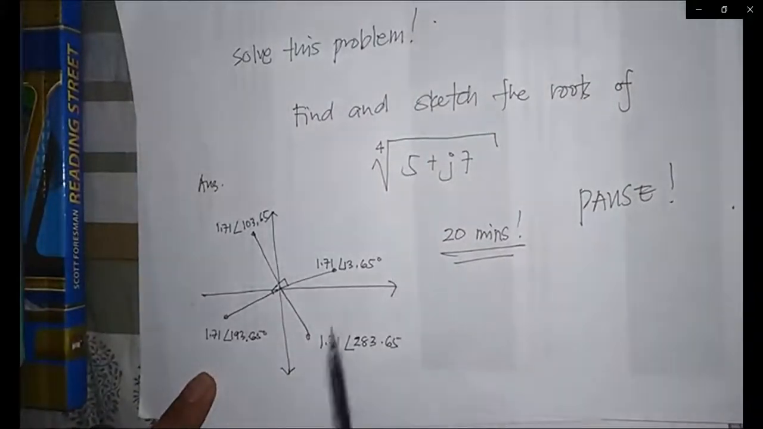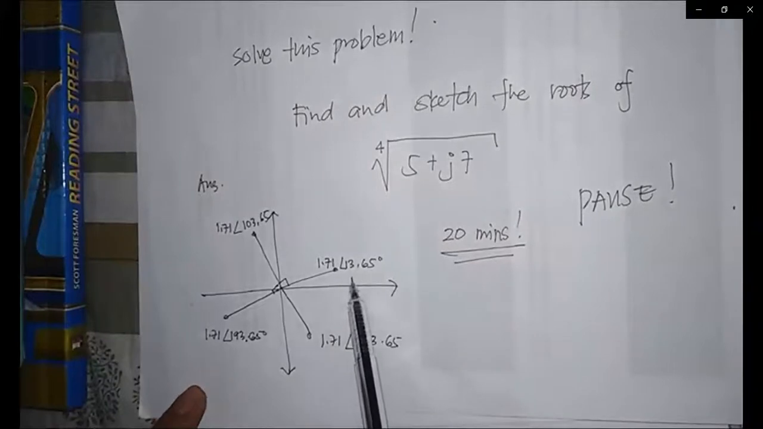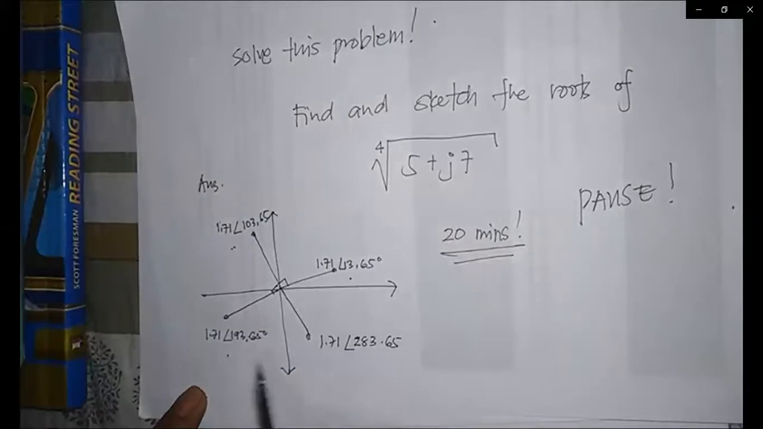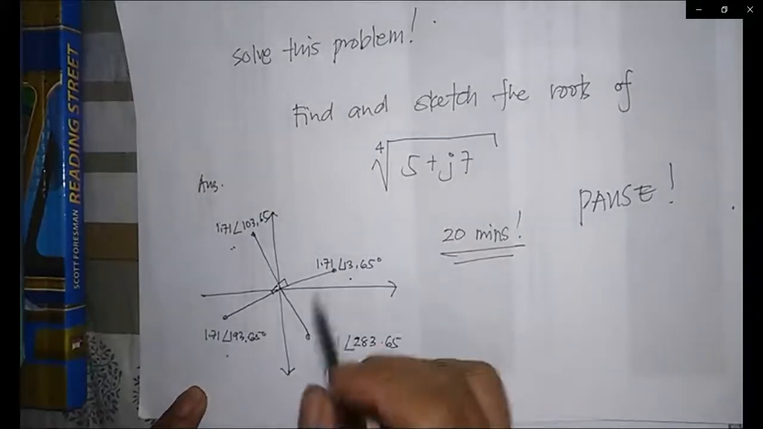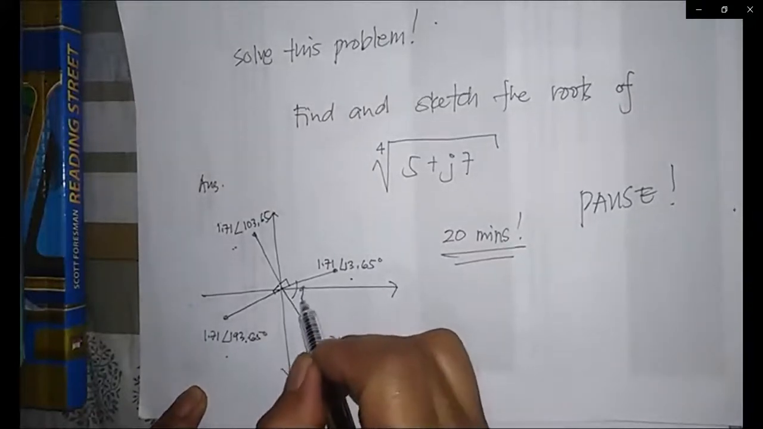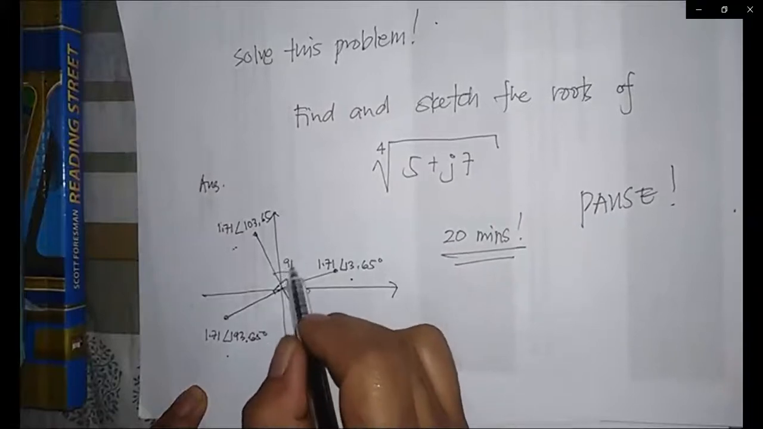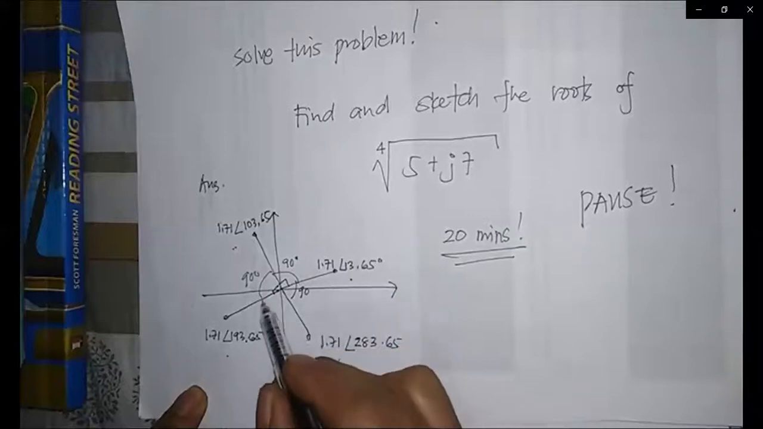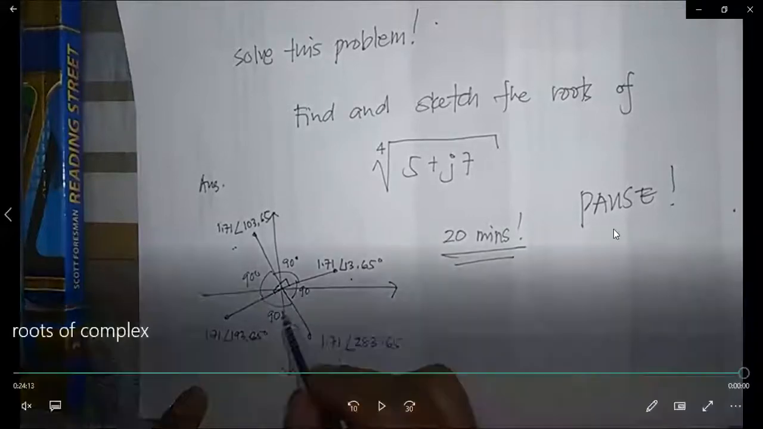All right, here comes your answer. For the fourth root of 5 plus j7, the angle between the roots is equal to 90 degrees.